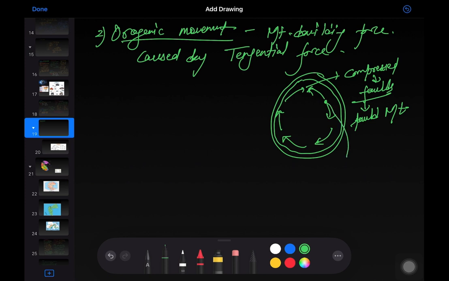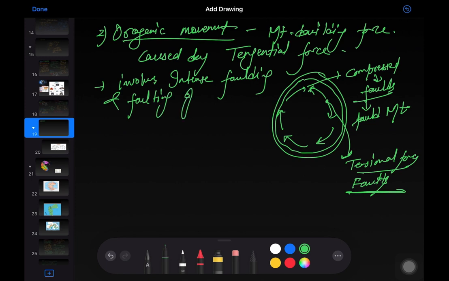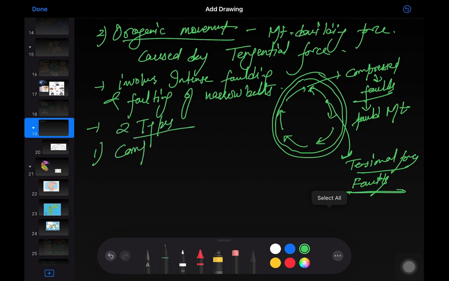While in these conditions of tensional force, it resulted to formation of faults. These all created due to tensional force. Orogenic movement involves intense folding and faulting of narrow belts. It has two types. First, compressional.